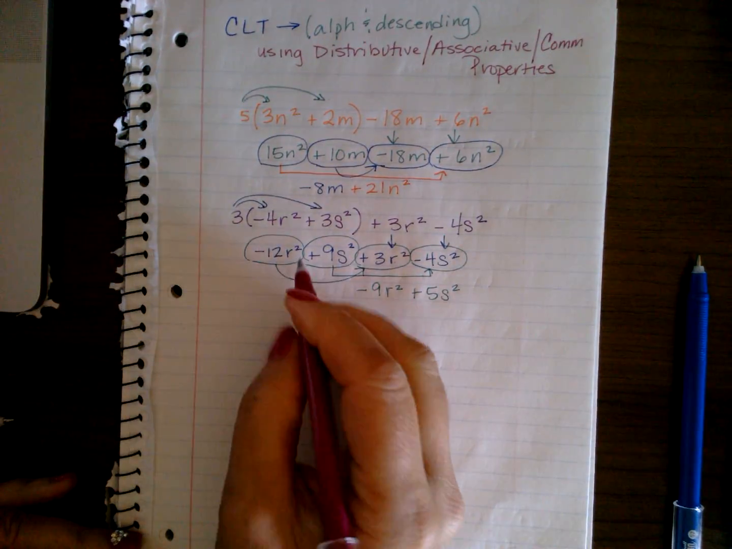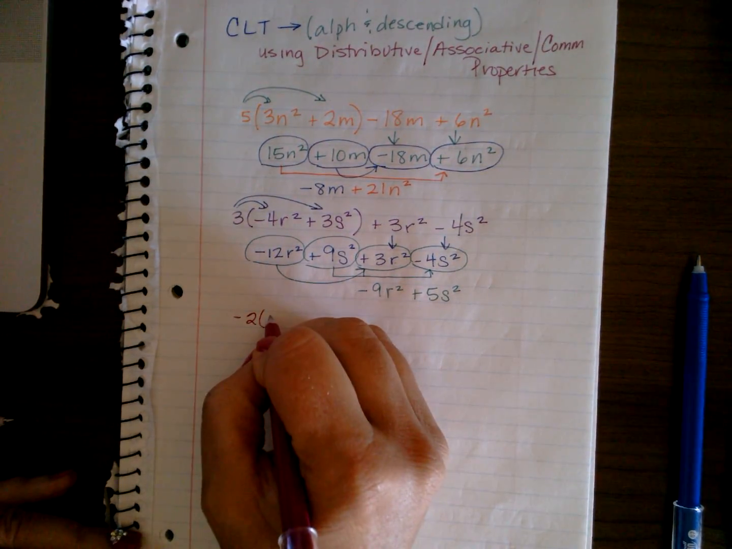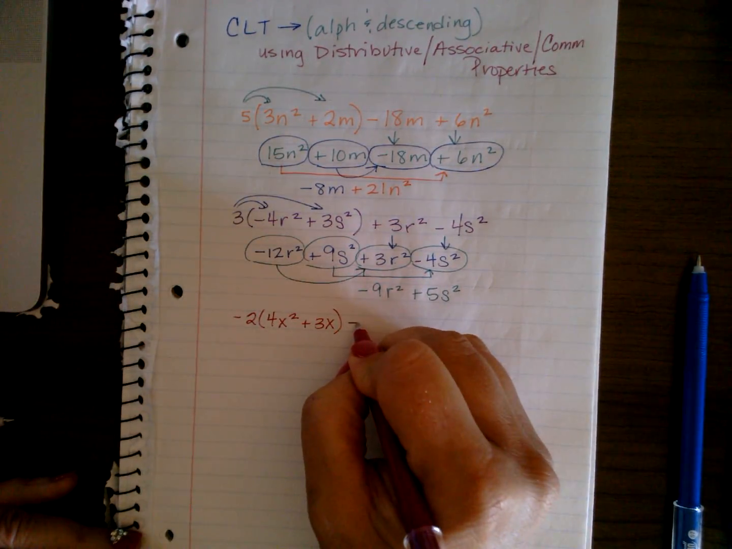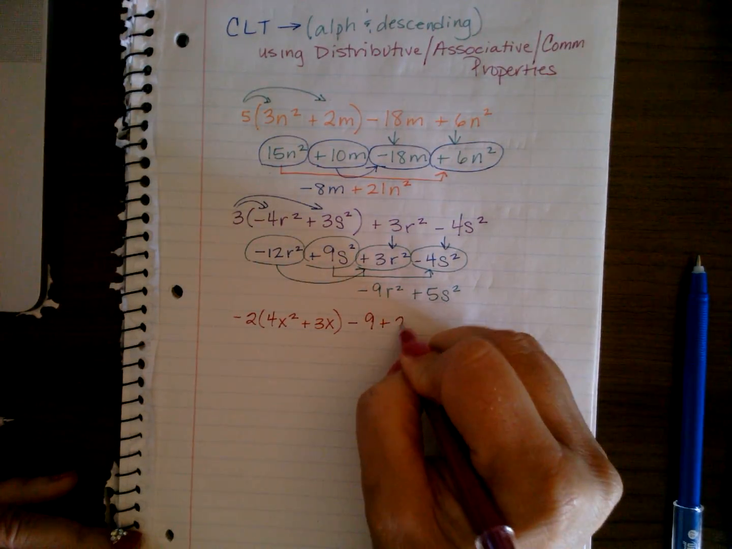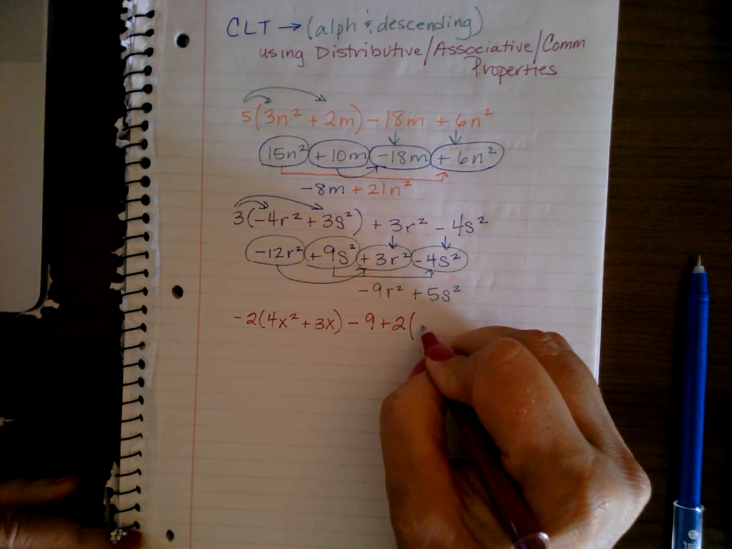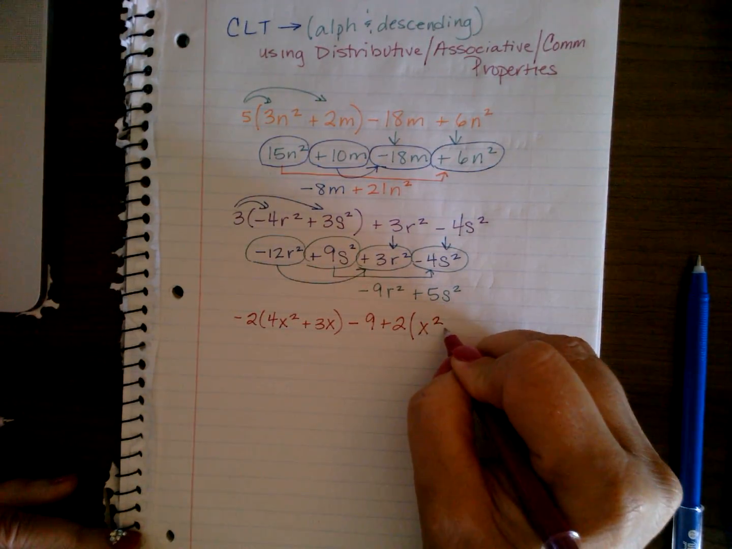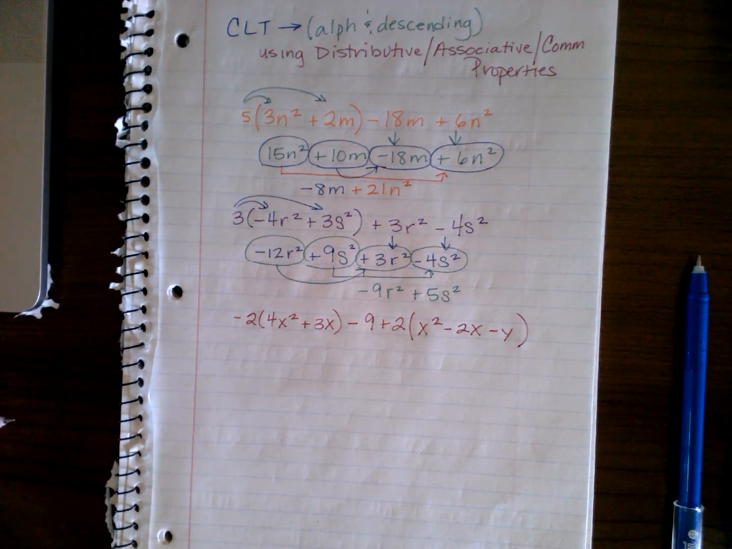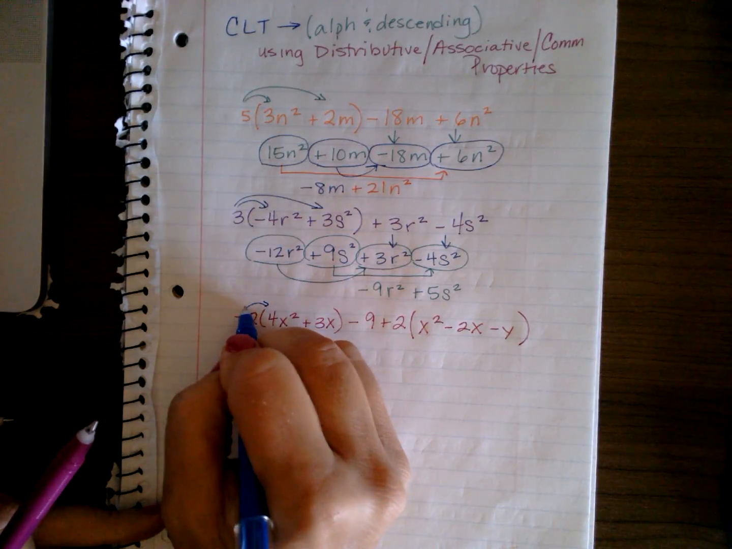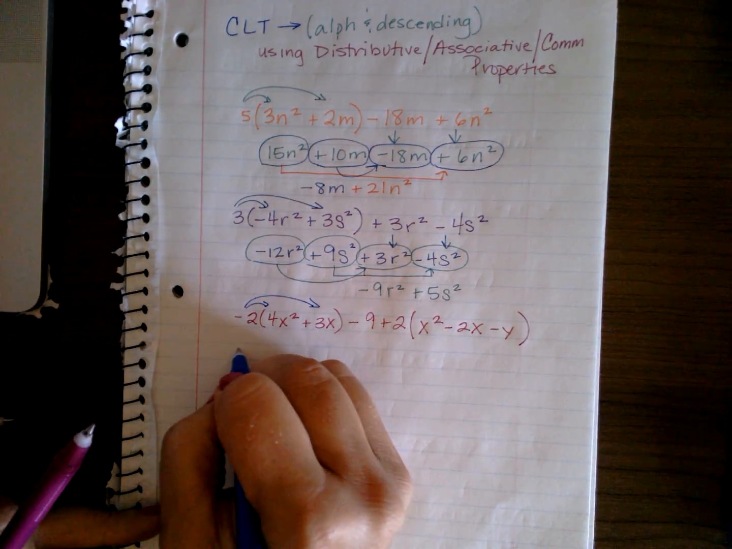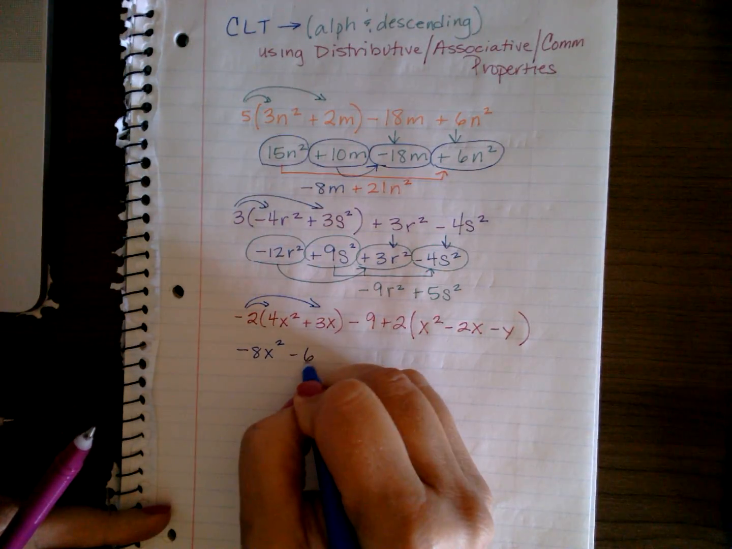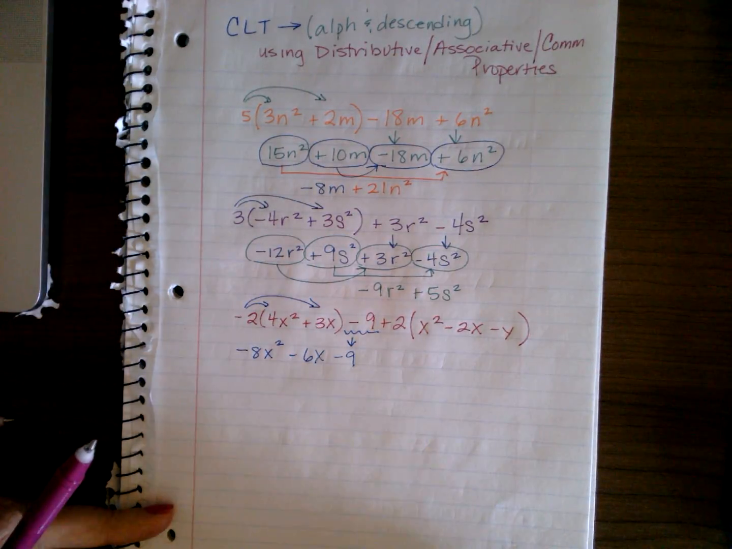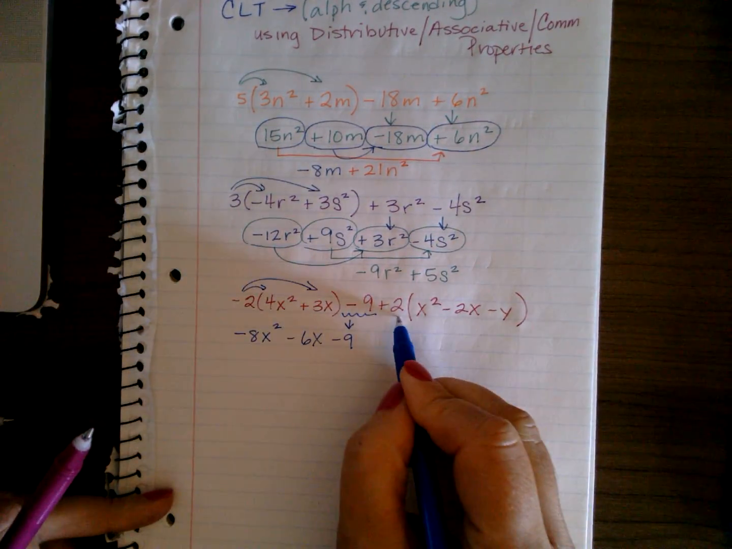Finally, a little more challenging one. Negative 2 times the sum 4x squared plus 3x minus 9 plus 2 times the quantity x squared minus 2x minus y. Wowzers. But here we go. We're going to distribute first: negative 8x squared minus 6x. I am going to just copy the negative 9 term down.